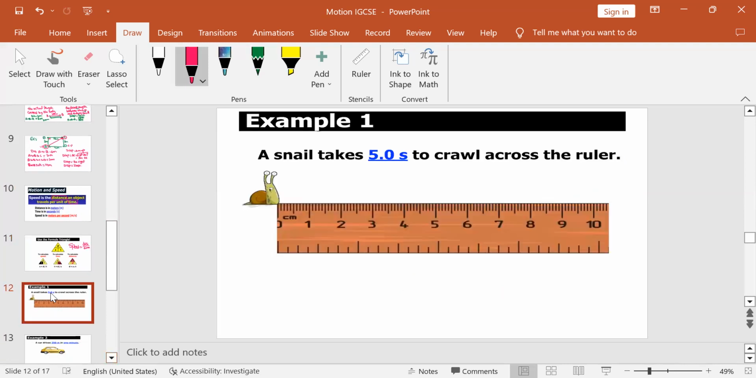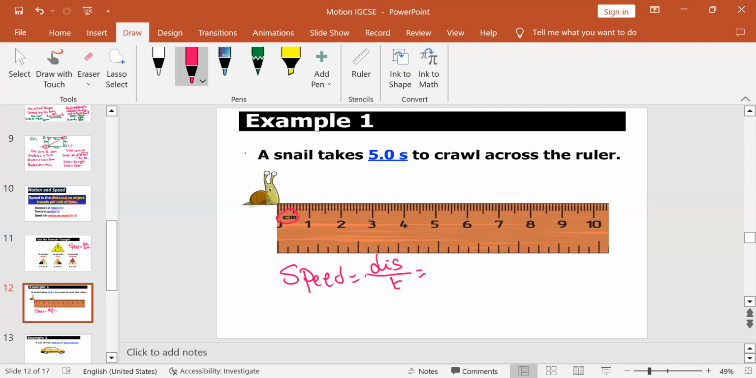Let's solve this example. Can you read it and solve? A snail takes 5 seconds to cross the roller. Find the speed. So speed equals distance over time. The distance here is how long? 10 centimeters.